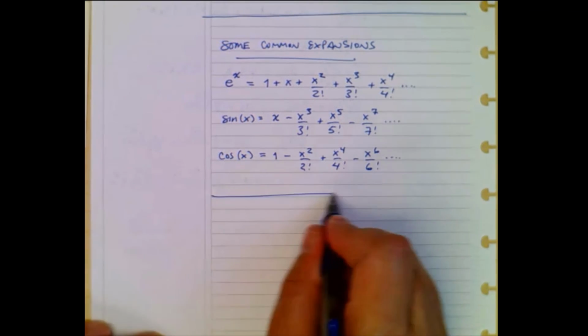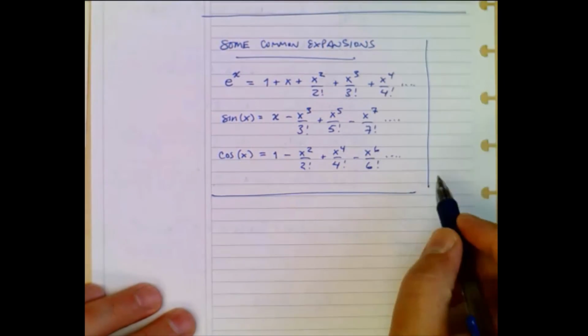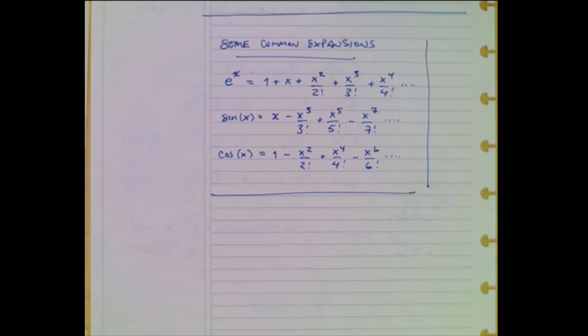These three expansions will be very, very useful. Oftentimes, for small x, we will be able to approximate e to the x as 1 plus x, or sine x as x, or cosine x as 1 minus x squared over 2. In fact, you already saw this in a previous video if you had taken advantage of it.